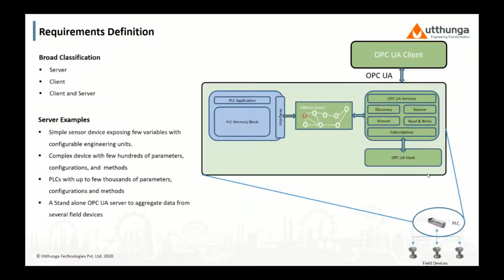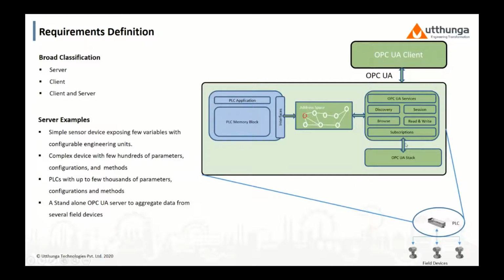Server examples start with a simple sensor device exposing one or two variables and their engineering units. From there, it can go up to a server which aggregates data from several field devices and exposes the data from all these field devices via OPC UA. A PLC is one example of a server, where it can expose a few thousand parameters based on all the underlying devices with which it is connected.